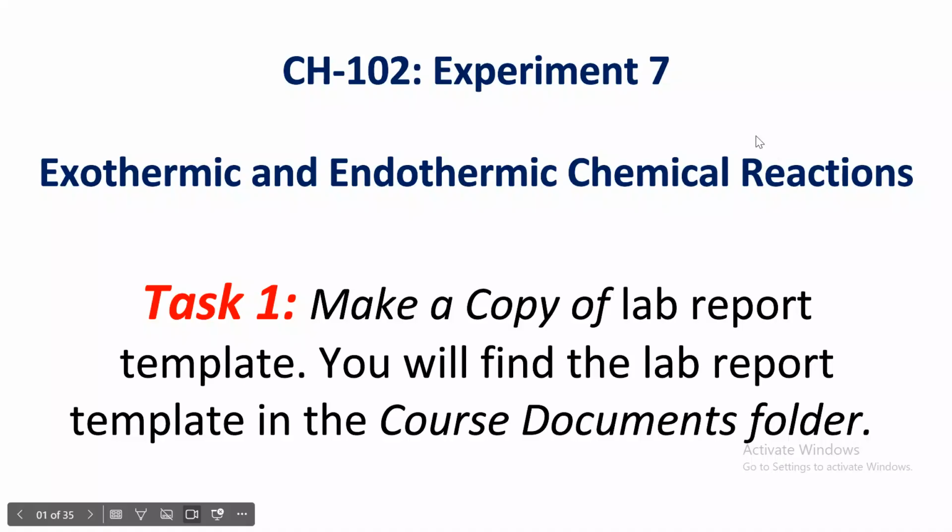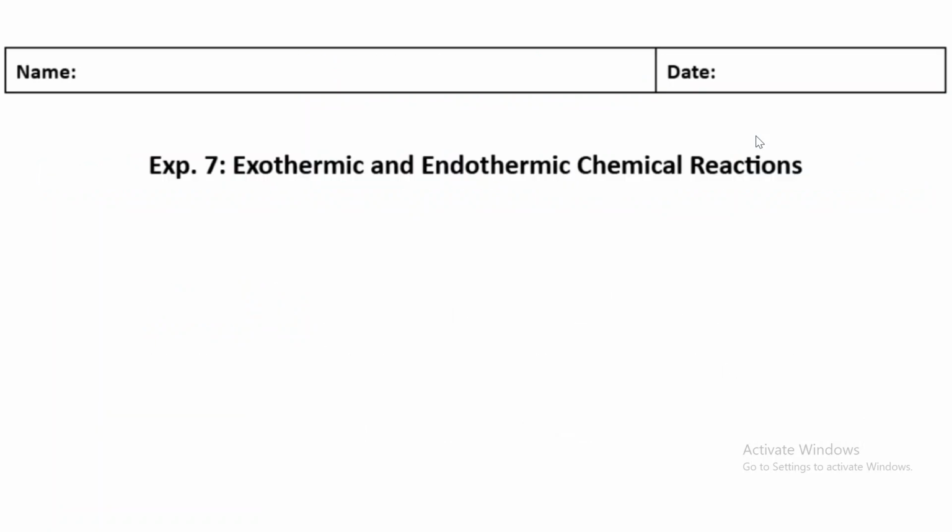Today we will be going over experiment number 7, which is called endothermic and exothermic chemical reactions. So, the first task is you're going to make a copy of the lab report template. You can either download the template and edit it, or you can make a copy on Google Docs and also edit it as we're going, and you're going to see the document in our course documents folder.